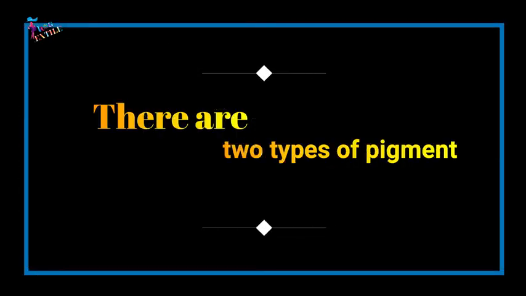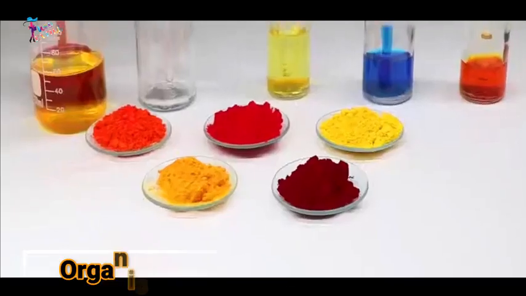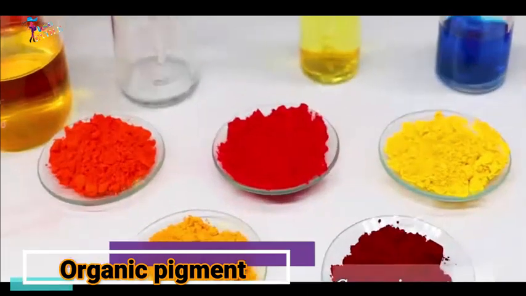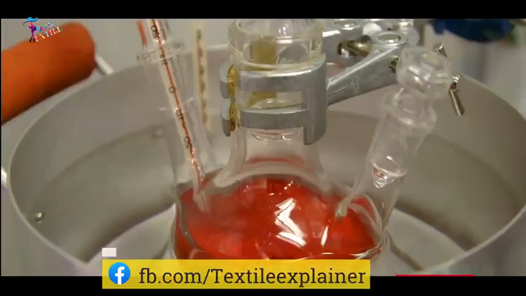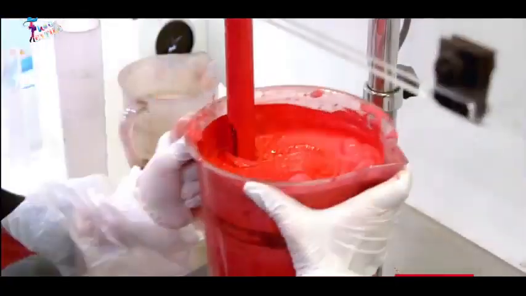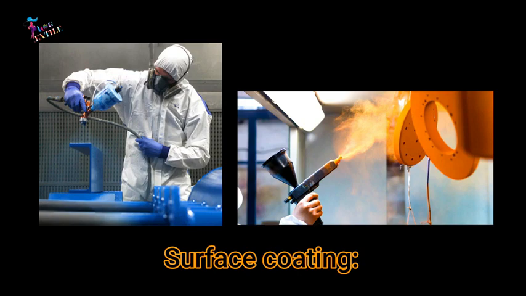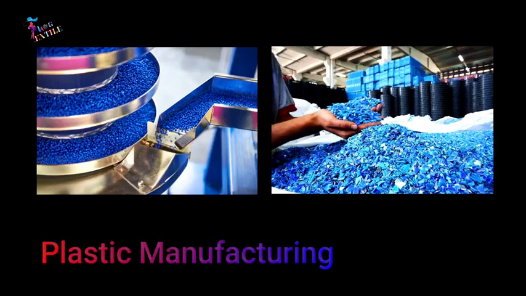Types of pigment. There are two types of pigment. They are organic pigment and inorganic pigment. Organic pigments contain carbon and typically do not occur naturally. They are used as mass colorants in diverse applications such as surface coating, optoelectronic displays, and plastic manufacturing.